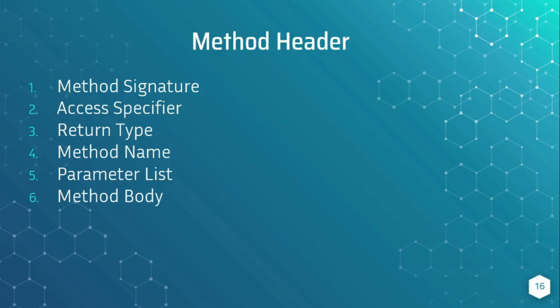First, we have the method signature. Every method has a method signature. It is a part of the method declaration. It includes the method name and parameter list.